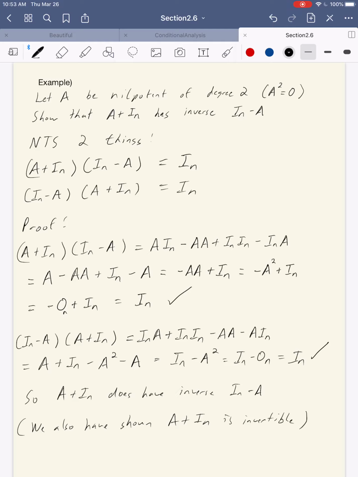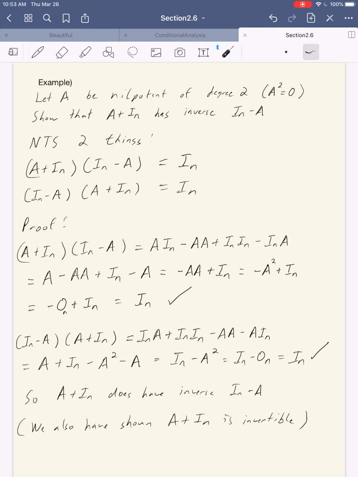Notice, as a side note, we have also shown A plus IN is invertible. In other words, we have shown that A plus IN is invertible because we've directly shown that it has an inverse. So this is just something to keep in mind. If you know something has an inverse, then you know that there's an inverse out there. But if you show that something has an inverse, then you've also shown that it is invertible. So along the way, not only have we confirmed that this is the inverse, but we've also confirmed that this thing overall has an inverse, namely this guy right here.